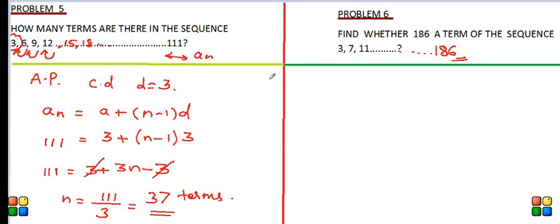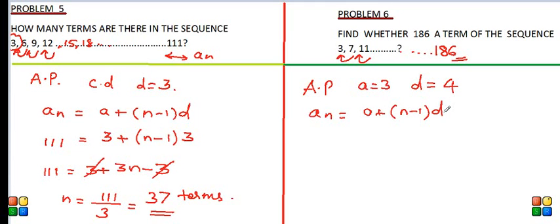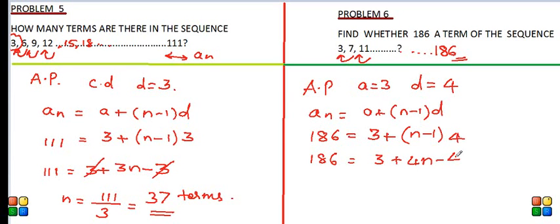After finding this thing, first we will check whether it is a series or not. 7 minus 3 is 4, 11 minus 7 again 4. That is, it is again an arithmetic progression with the first term equal to 3 and common difference 7 minus 3, that is 4, and we'll again use the standard formula, nth term a plus n minus 1 into d. So the nth term we are considering as 186, first term is 3, n minus 1, d is 4. So 186 is equal to 3 plus 4n minus 4.